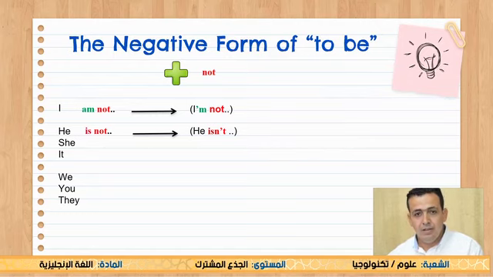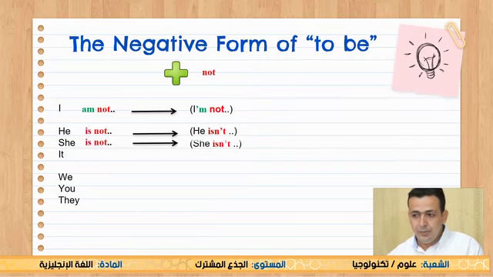She is not, and you abbreviate it, and it becomes she isn't. For example, Sarah is a doctor. Sarah is not a doctor. She is happy. She is not happy. We can say either she is not happy or she isn't happy. It's the same.